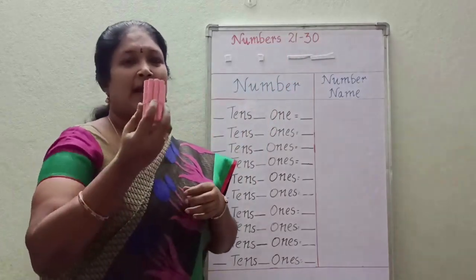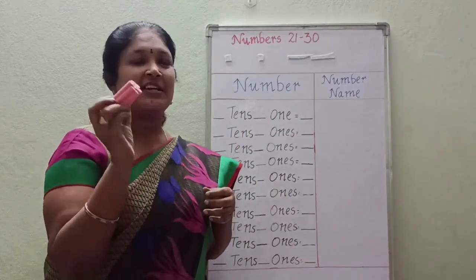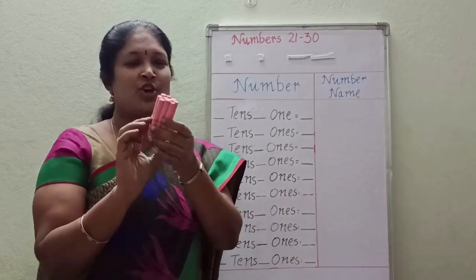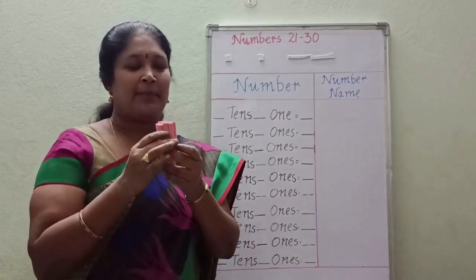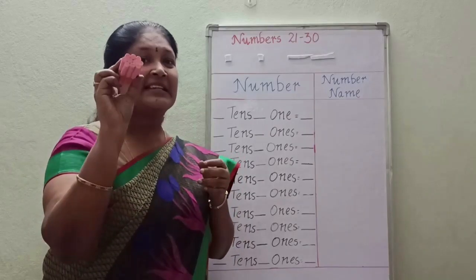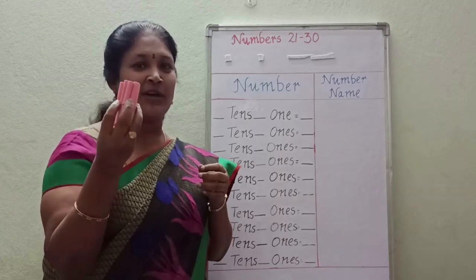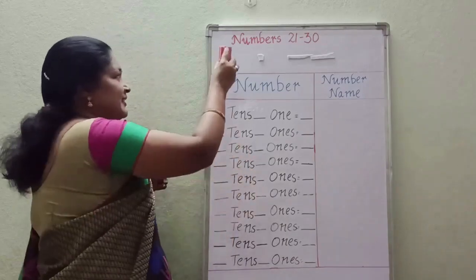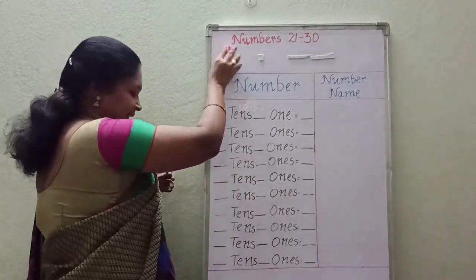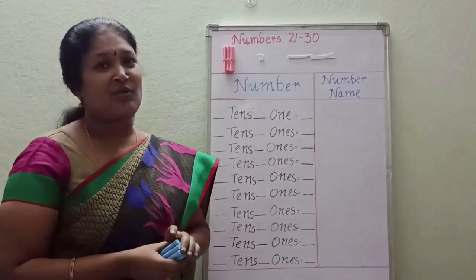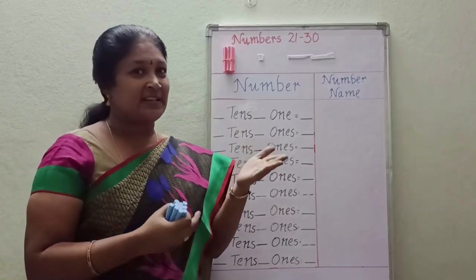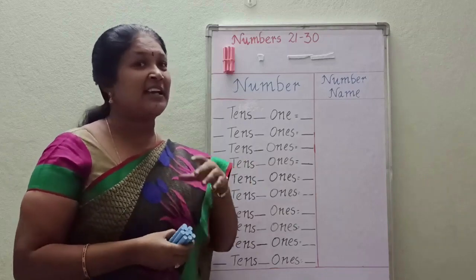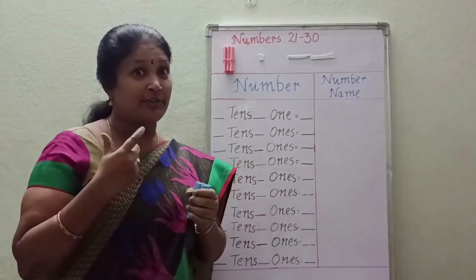See, children, here a bunch of chalk pieces. So how many are there in this? 10 chalk pieces are there. So 10 chalk pieces I made into a bunch. So 10 ones equals 1 ten. So here 1 ten. And just now I told you about grapes, 10 grapes in a bunch. So there we formed 2 bunches. So 20 grapes are there.